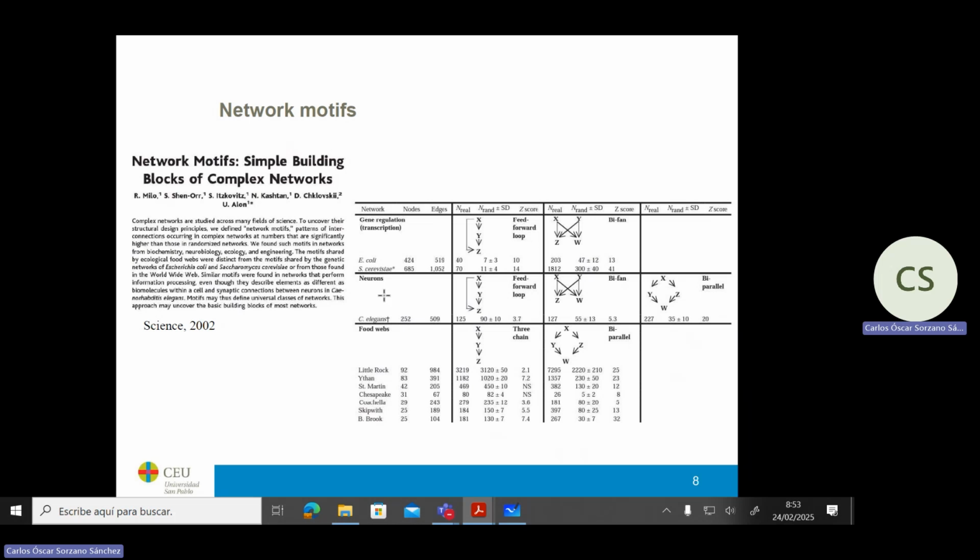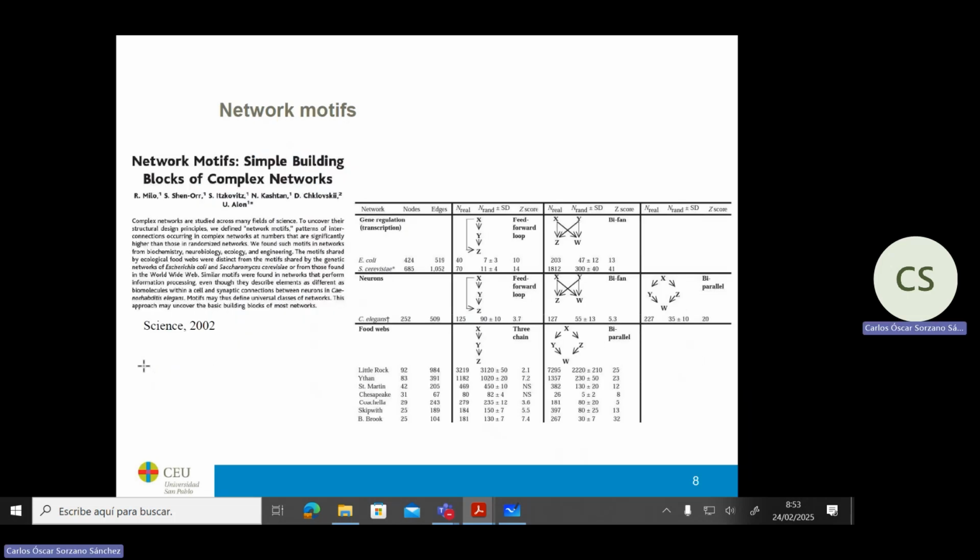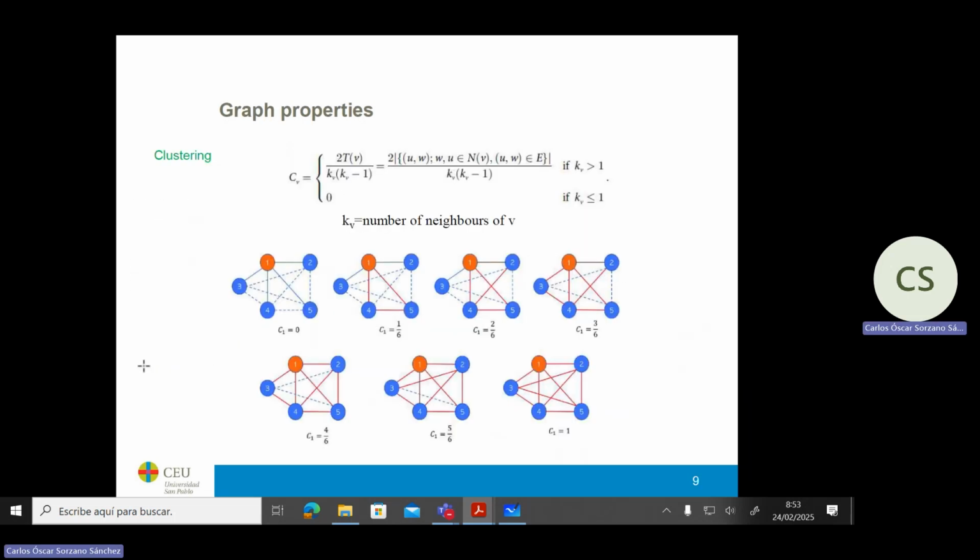And this happens with neurons, this happens with food webs, so with relationships between the species. And this pattern also appears at different levels, so at genes, at neurons, with food webs, and so on. So given a graph, you might be interested in subparts of the graph that are repeated. Okay, so this paper discusses these repetitions, these subpatterns. Okay, let's go to here.